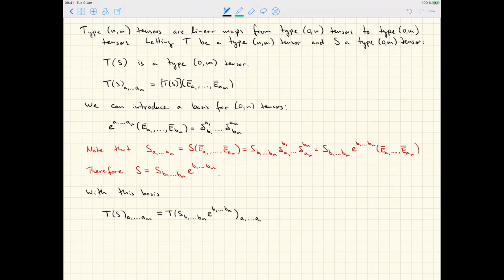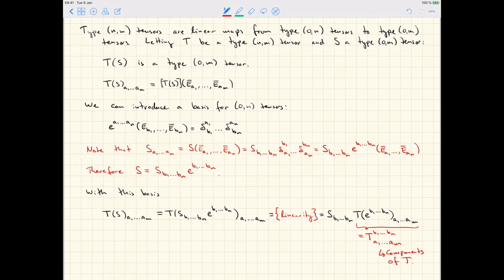Then, using the linearity of the tensor T, we can pull the components outside, leaving us with the components of S multiplied by the components of the tensor T acting on the basis tensor E^b1 through bn. And we now define this object T_b1 through bn, a1 through am as the components of the type (n,m) tensor T.